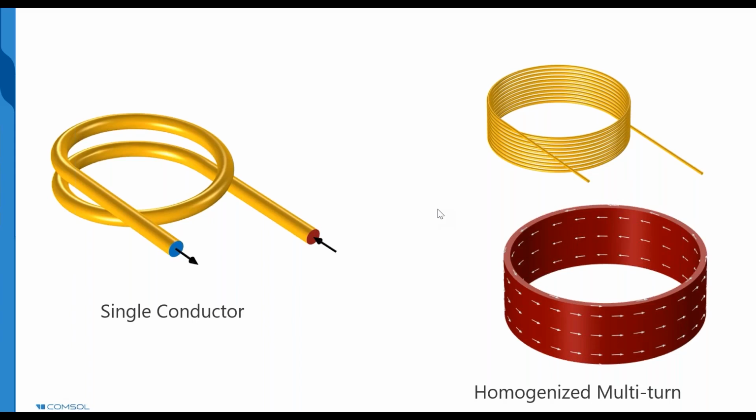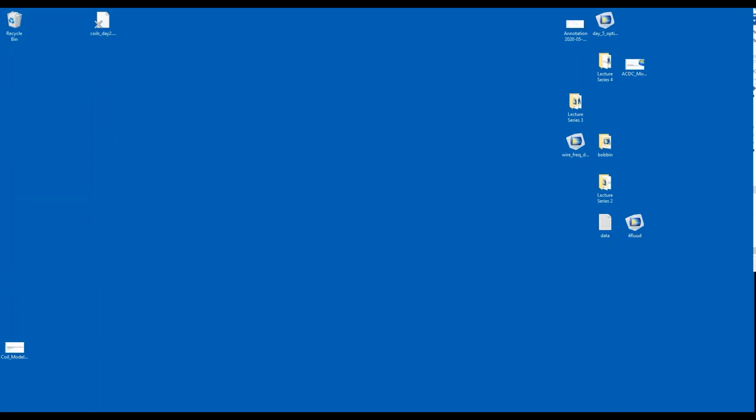On the screen here on the left, we see the first model that we looked at, and on the right, we considered the same model with many turns and saw that we could, rather than modeling the turns explicitly, model it via an equivalent domain condition. So let's just briefly review those two models and move forward from there.